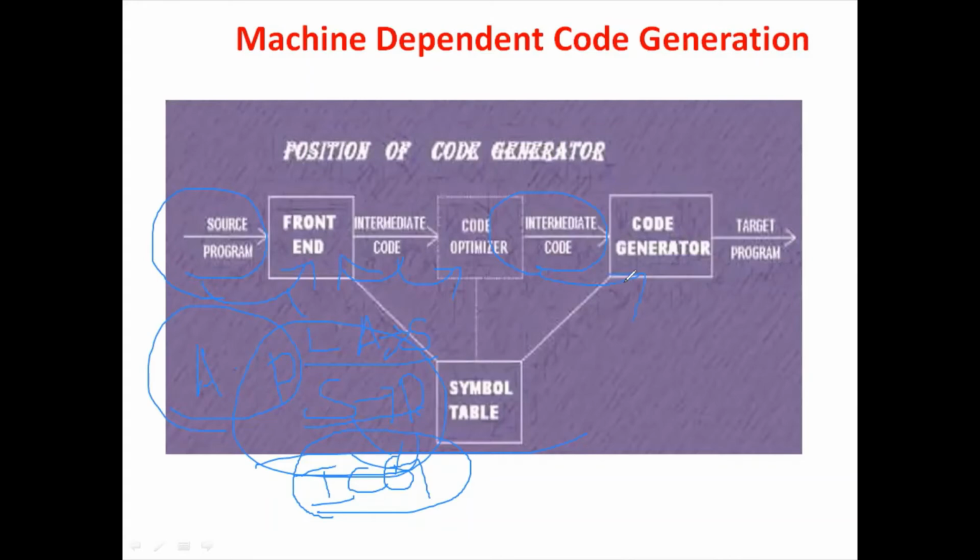So the intermediate code will be given to the code generator. The code generator is the back end of the compiler. It is the final phase of the compilation process. It takes the intermediate representation of the source program as the input and produces the equivalent target program as the output.